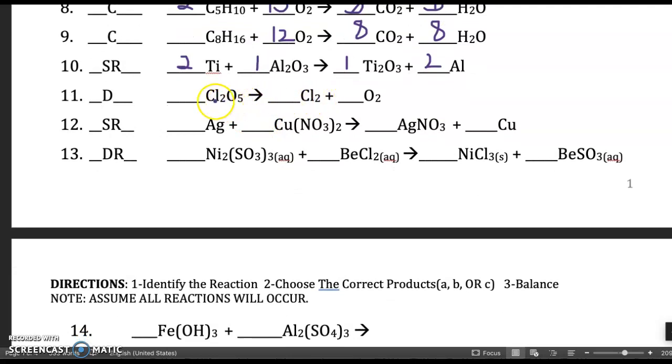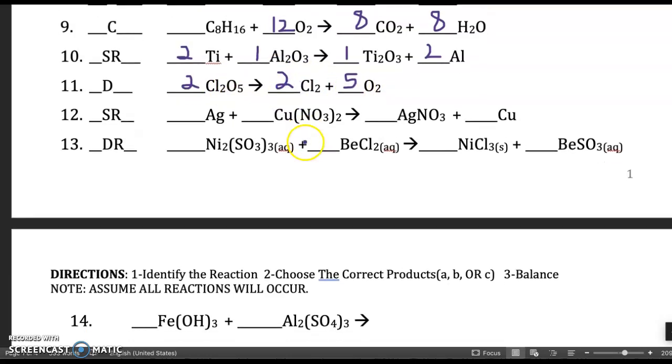Here my chlorines are equal, 2 and 2. Oxygens are not, 5 and 2. The first number I can make each of those is 10. So that's going to give me 2 times 5 to give me 10 O's there and 10 O's there. 4 Cl, so I need a 2 here.